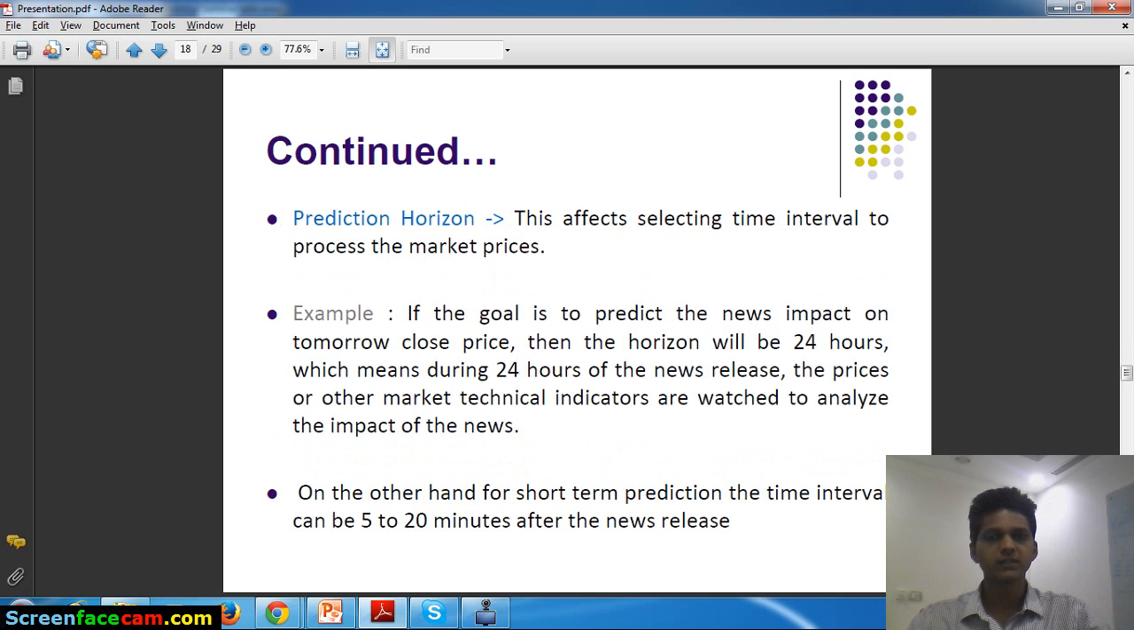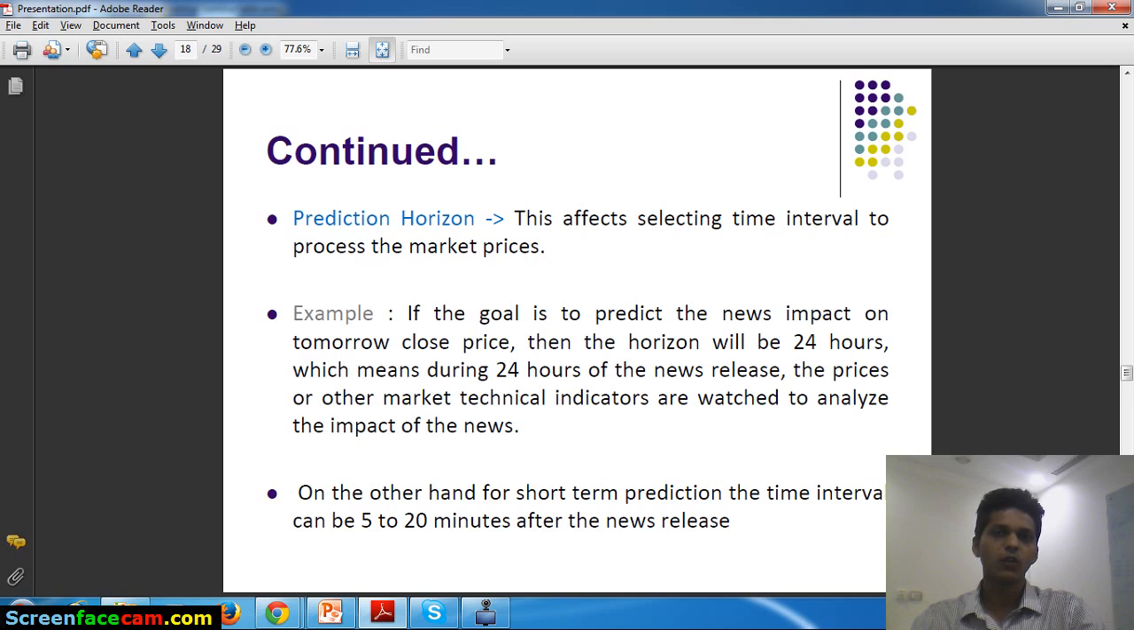The other thing that affects this is the prediction horizon. The prediction horizon affects the selection of the time interval to process the market prices. For example, if the goal is to predict the stock price at tomorrow's closing, for India the stock market's closing is 3:30 p.m. So if I have to predict a particular stock price tomorrow at closing and I start off today at closing, I'll have around 24 hours to predict the news.